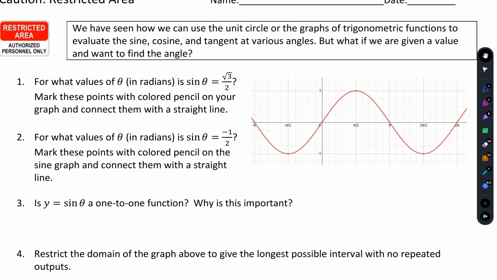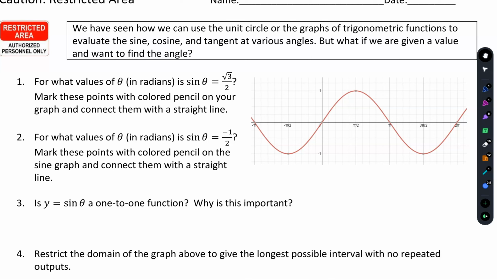But what if we are given the opposite? What if we're given the ratio and we want to find the angle? Can we do that? So let's look at question number 1 here. What graph is shown there? What normal trig graph is shown?